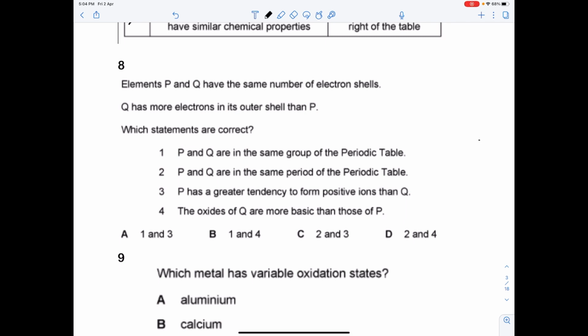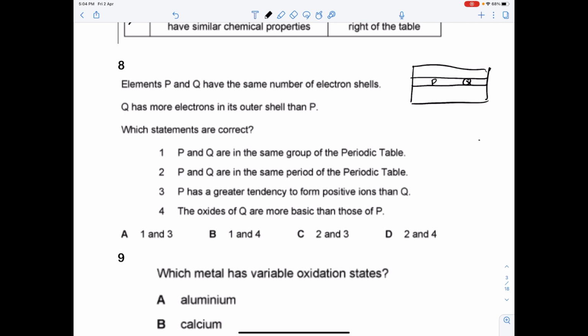So question 8. Elements P and Q have the same number of electron shells. Q has more electrons in its outer shell than P. So let's just quickly draw the periodic table. If P and Q have the same number of electron shells, they must be in the same period, but Q has more electrons, so Q is going to be over here and P is going to be over here. We don't know whereabouts exactly, but we just know that P is more towards the metal side and Q is more towards the non-metal side.